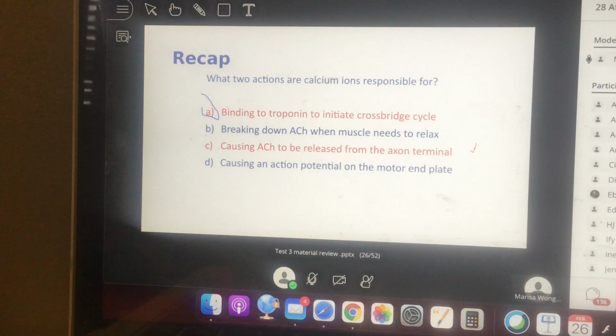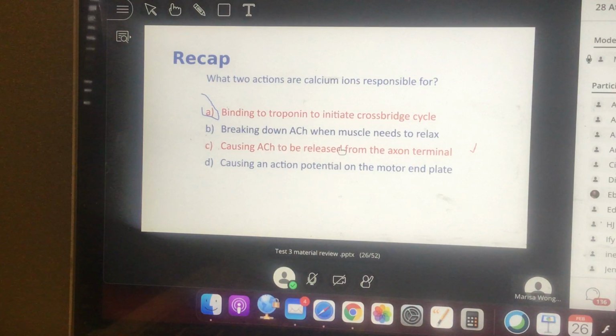So calcium binding to troponin is what initiates that cross-bridge cycle. That's one of the most important things. The other thing that calcium does during this physiology process is that when it enters the axon terminal, that's what causes the acetylcholine to be released. So remember, that's why we have those voltage-gated calcium channels in the axon terminal. So the action potential hits the end of the axon, opens those voltage-gated calcium channels, calcium goes into the axon, and that's what causes the acetylcholine to then be released. Calcium goes in, acetylcholine goes out.